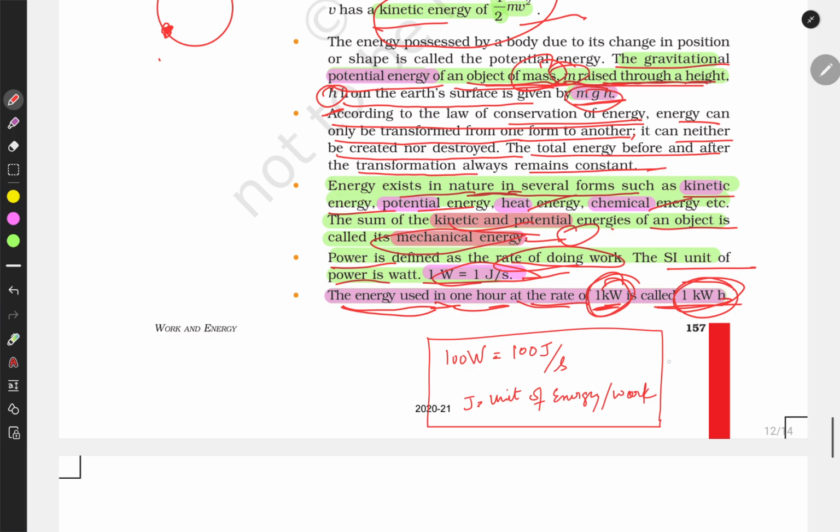And joule is the unit of energy and unit of work. 100 watt will be 100 joule per second. The energy which is going is 100 joule per second.